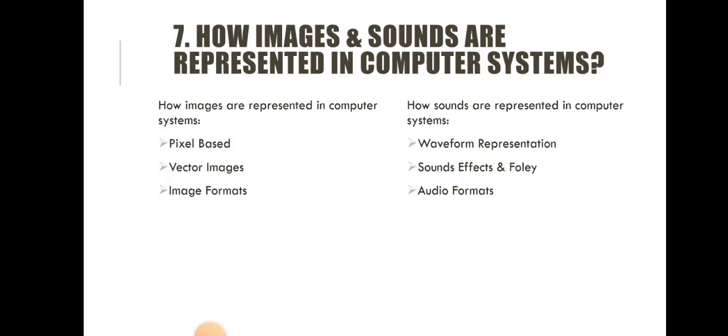all know. The seventh main heading is how images and sounds are represented in computer systems. Images are represented in computer systems as pixel based and vector based image formats, and sounds are represented in computer systems as waveform representation, sound effects and foley, and audio formats.